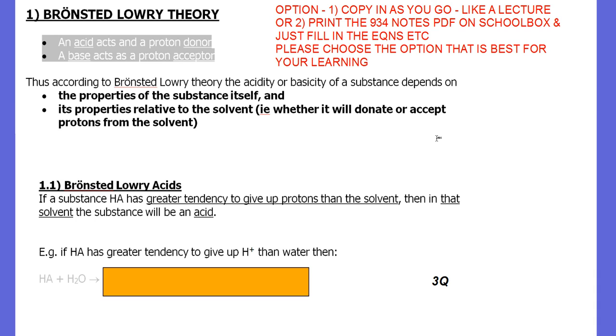Now you've got two options for these videos. First of all, you can watch them and treat them like a lecture and just copy in the notes that are usually in grey as you go, or I've actually got these notes in Schoolbox. They're called 9.3.4 notes.pdf, and they've actually got the grey notes mostly in there, so there'll be less copying out. It depends on what is best for you as far as education goes though.